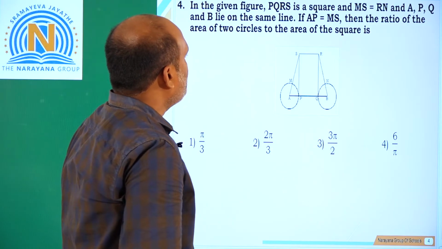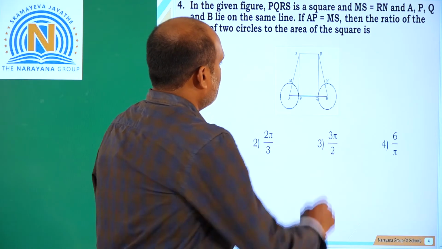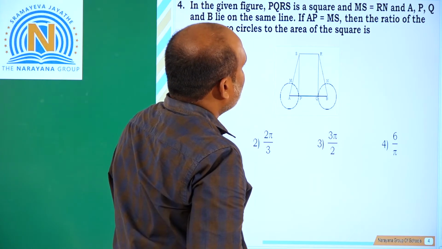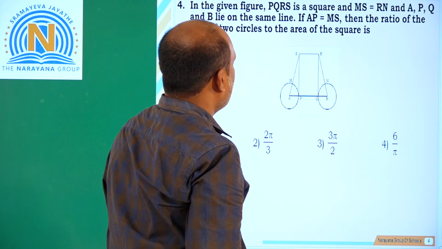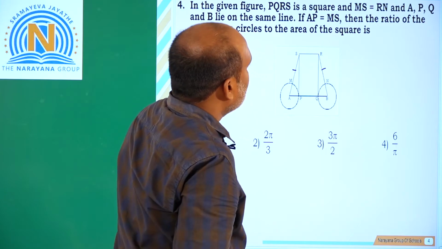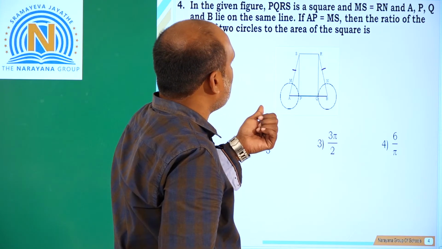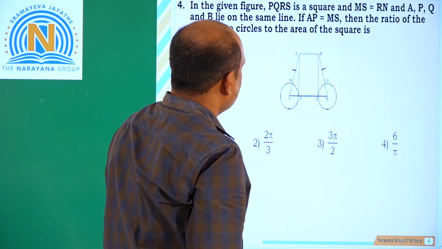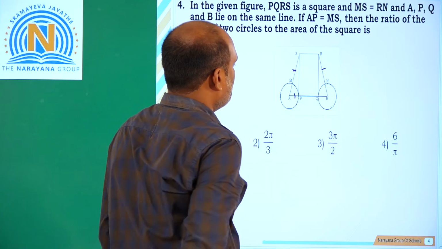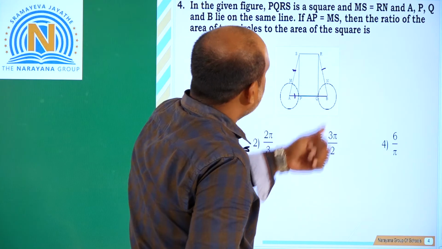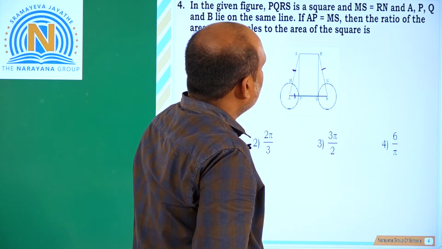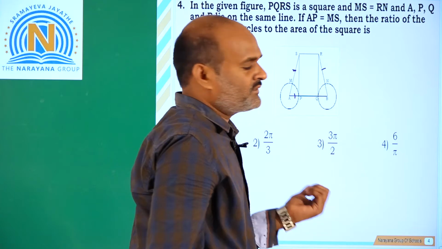In the given figure, PQRS is a square and MS is equal to RL. This is equal to this, and APQ and B are on the same line. AP is equal to MS, and these two are also equal. Then find the ratio of the area of the two circles to the area of the square.